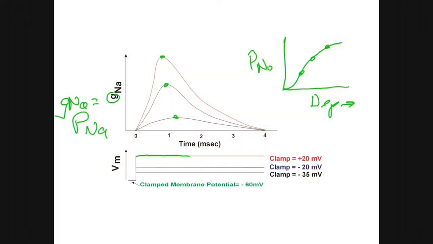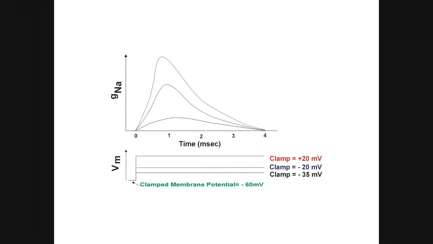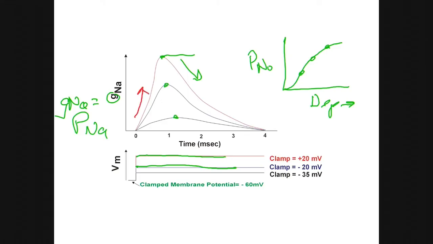What do you mean by that? What he means is that although the membrane potential is held constant throughout each one of these voltage clamp depolarizations, the sodium permeability increases proportionally. But here's the thing. It doesn't stay elevated. It declines, despite the fact that the membrane potential is still depolarized. This process is called inactivation. This part is called activation, and this part is called inactivation.